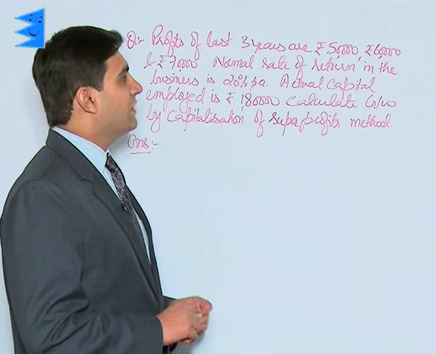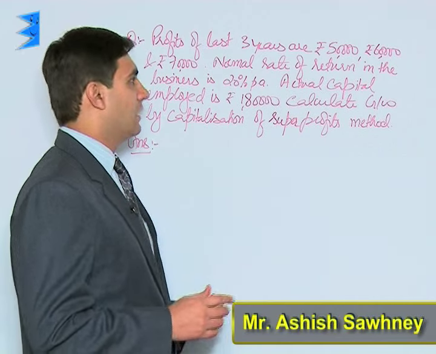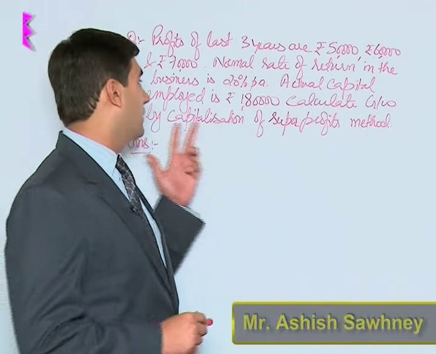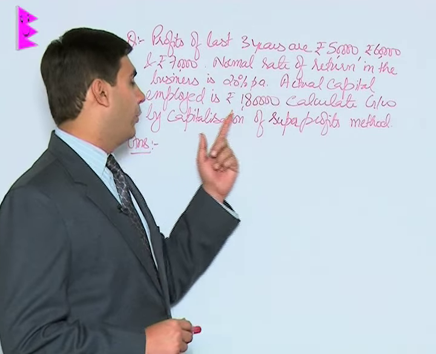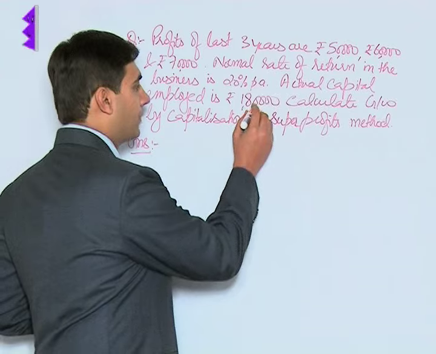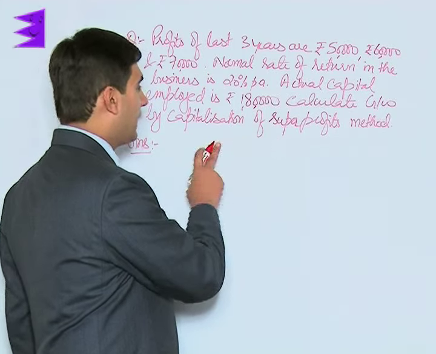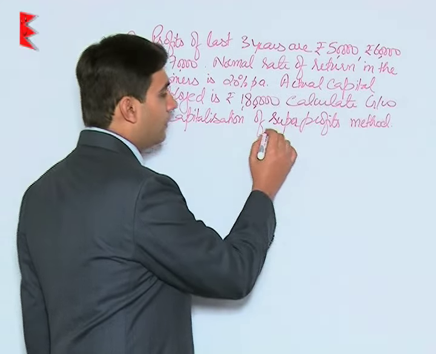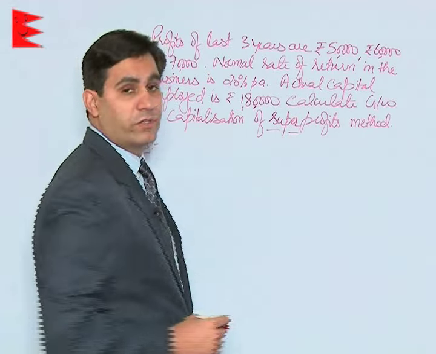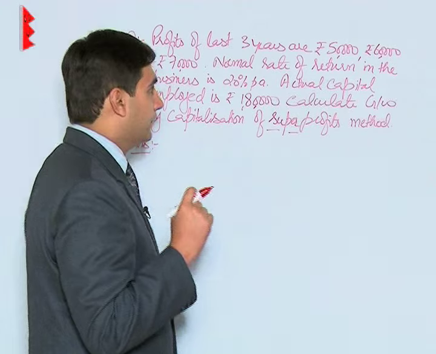The profits of last 3 years are 50,000, 60,000, and 70,000. The normal rate of return expected in the business is 20% per annum. Actual capital employed is 1,80,000. Calculate goodwill by capitalization of super profit method. So here we are required to calculate goodwill on the basis of capitalization of super profits method.